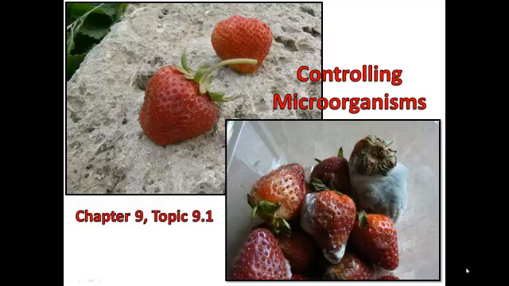Chapter 9, Topic 9.1, Controlling Microorganisms. I should warn you, I think this is the most important chapter in the entire textbook. You can use information in this chapter to prevent nosocomial infections, including protecting yourself. It can also help you prevent illnesses and food spoilage at home. The benefits just go on and on.